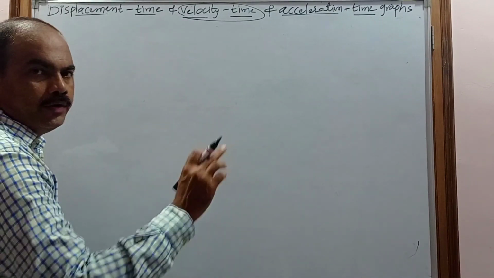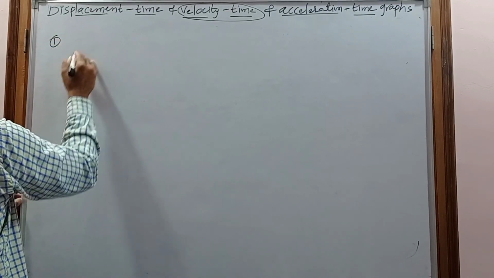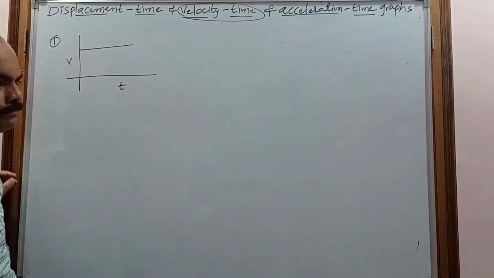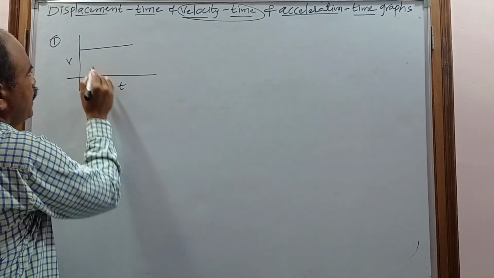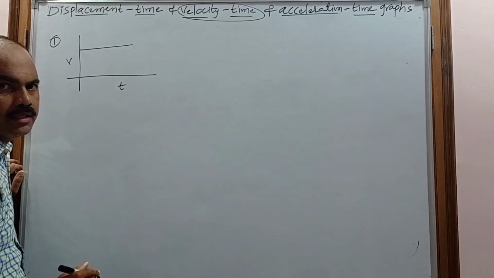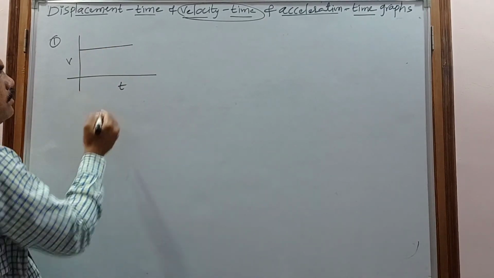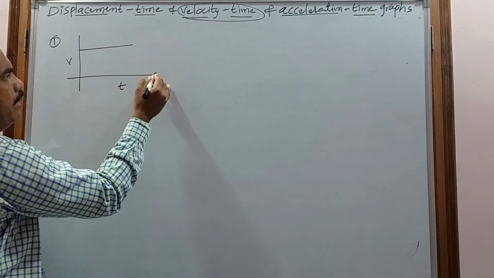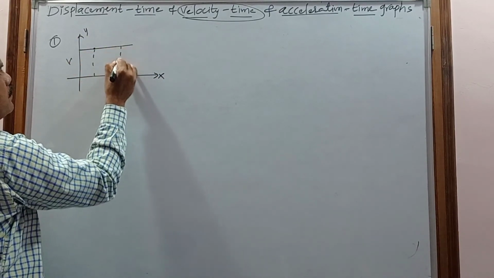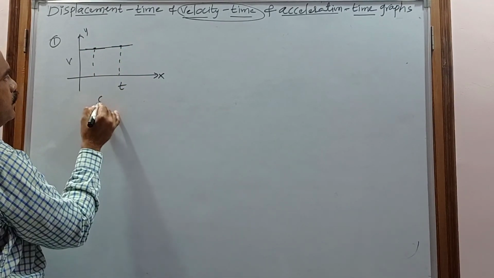Next we are going to discuss the different types of velocity versus time graph. The first one: if the velocity versus time graph will be like this, when the time is changing, the velocity will be constant. The slope is also 0, so the line is parallel to the x-axis. If we draw the tangent at different times, the tangent is also parallel to the x-axis, so theta will be 0.